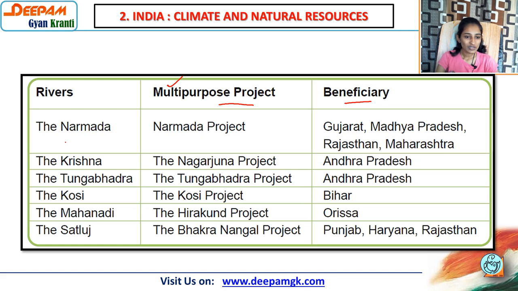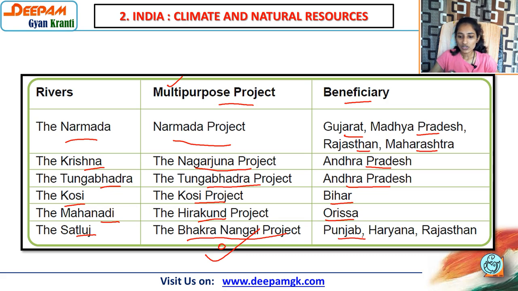So the first river is the Narmada river, the name of the project is the Narmada project, and the beneficiary states are Gujarat, Madhya Pradesh, Rajasthan and Maharashtra. Then the Krishna river, the Nagarjun project, Andhra Pradesh. Tungbhadra river, Tungbhadra project, Andhra Pradesh. Koshi river, Koshi project, Bihar. Mahanadi, Hirakund project, Odisha. Satluj river, Bhakra Nangal project, which is the largest project of India. Punjab, Haryana and Rajasthan. So you have to remember the rivers and which project is on which river.